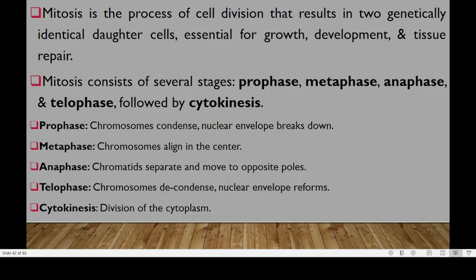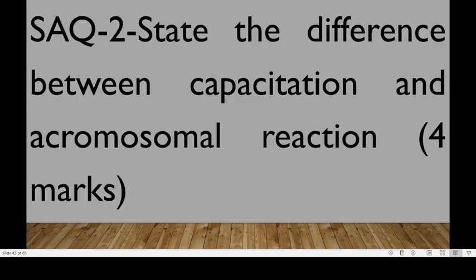We have prophase, which is characterized by chromosomes condensing and the nuclear envelope breaking down. Then metaphase, where chromosomes align at the center, the metaphase plate. Then anaphase, where chromatids are going to separate and move to opposite poles. Telophase, where chromosomes will decondense and the nuclear envelope reforms. And lastly, cytokinesis, which is the actual division of the cytoplasm.